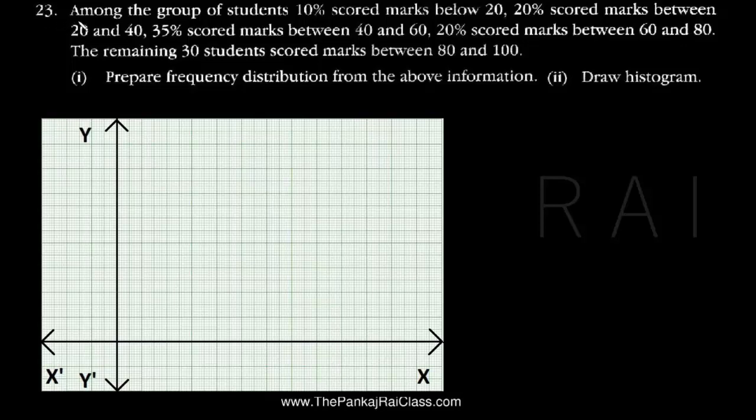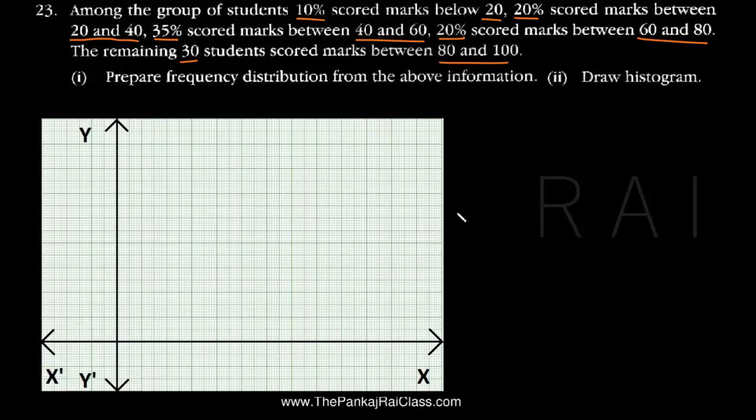The problem says that among the group of students, 10% scored marks below 20, 20% scored marks between 20 and 40, 35% scored marks between 40 and 60, 20% of the students scored marks between 60 and 80, and the remaining 30 students scored marks between 80 and 100. We have to prepare a frequency distribution table and also draw the histogram. Let us first try to summarize the data.